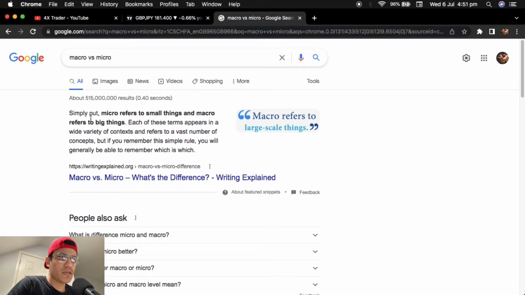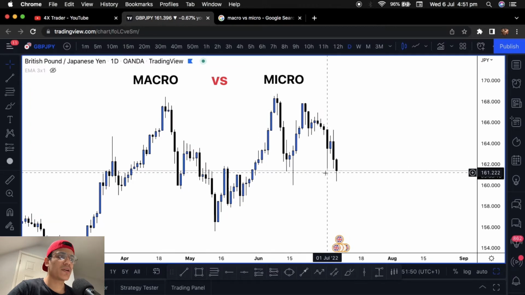So simply put, micro refers to small things, right? And macro refers to big things. It is just the most simplistic way you can put it. Micro is the smaller structure, which is the smaller time frame, and macro is the bigger time frame, the biggest things. How is that in trading, and how does this help us? Here's how it helps us.